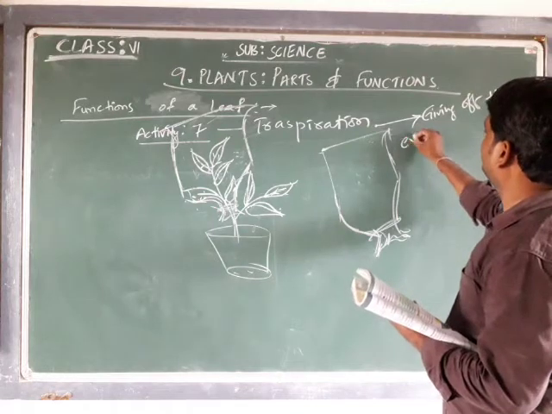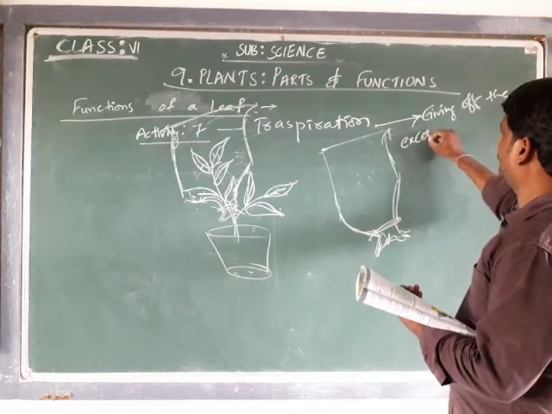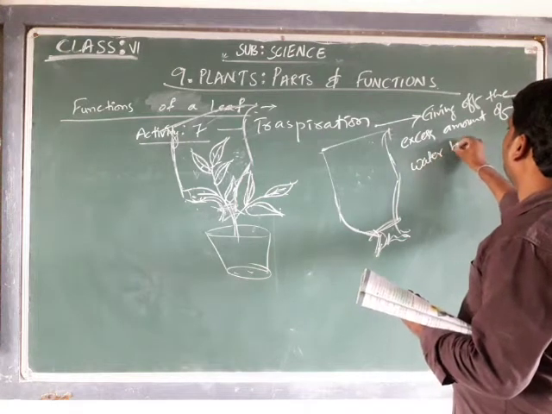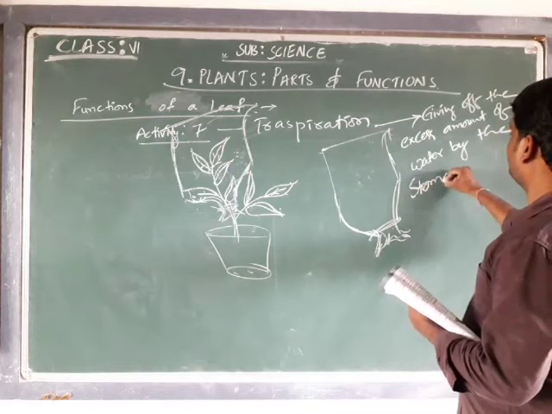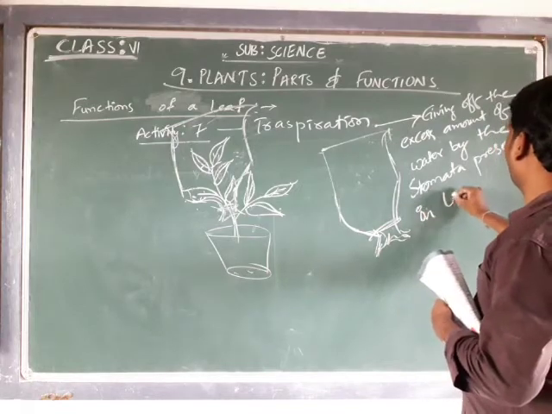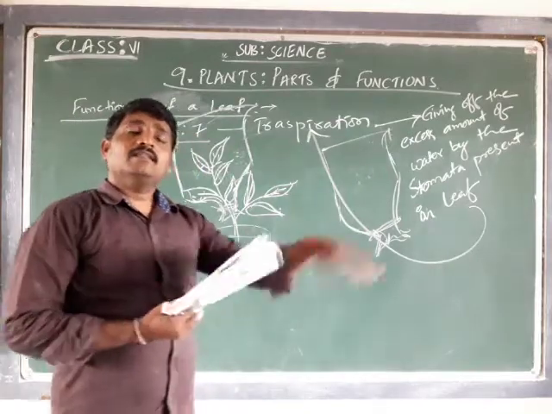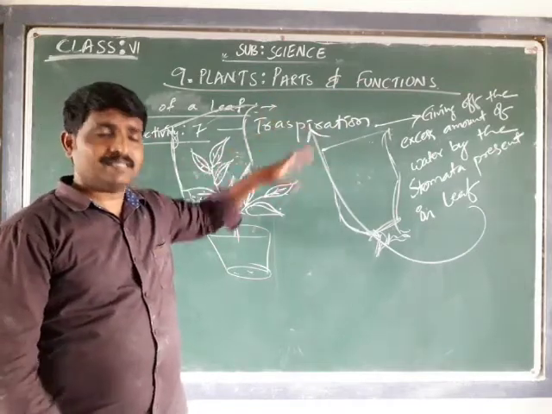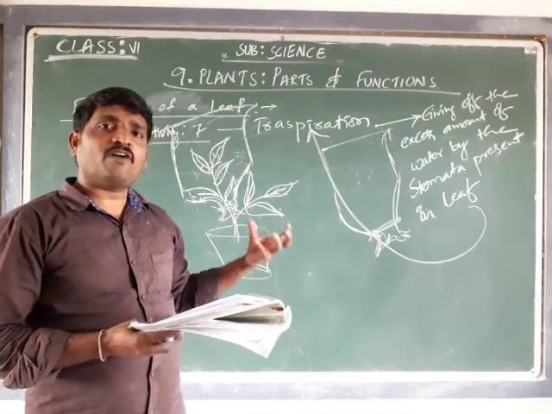Giving off the excess amount of water by the stomata present in the leaf is called transpiration. The excess amount of water will be given off by the stomata. That process is called transpiration, and that water is released in the form of vapor.